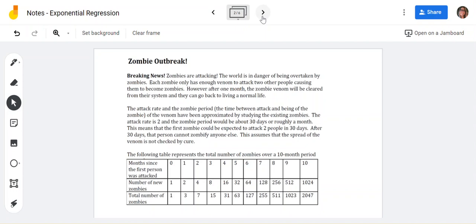That means that the first zombie would be expected to attack 2 people in 30 days. After 30 days, that person cannot zombify anyone else. This assumes that the spread of the venom is not checked by a cure. So, here's our table of how many zombies we have. The first month, 1 person's attacked. They're going to attack 2 new people. Those 2 are going to attack 4 new people. Those 4 attack 8, and those 8, 16, those 16, 32, and so on. So at the end of 2 months, we end up having 2,047 zombies.